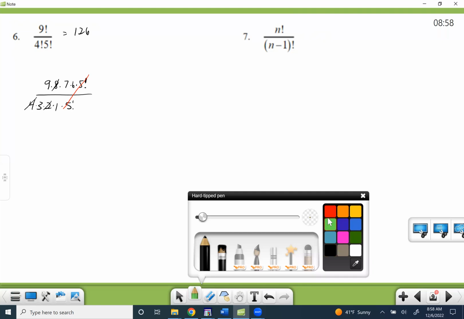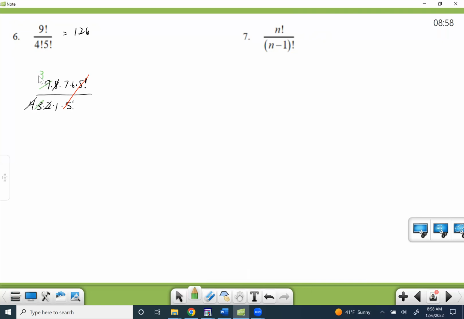3 goes into 9 3 times. So it looks like I'm just multiplying 3 times 7 times 6. And that is 126. Okay, I feel a lot better. Sorry, you guys, the iPhone, I got to check myself. That thing's hard to use.